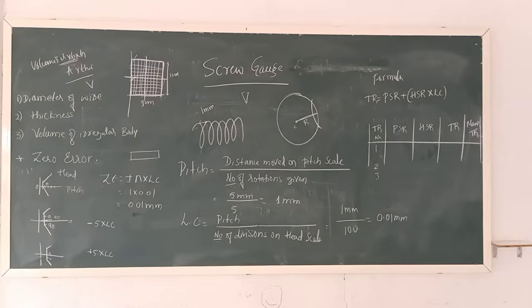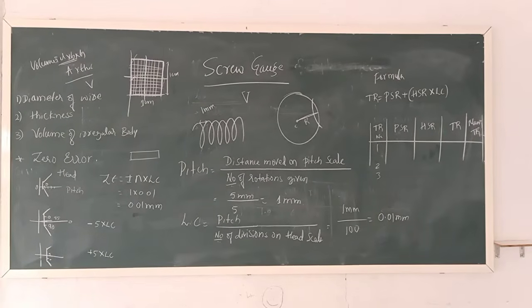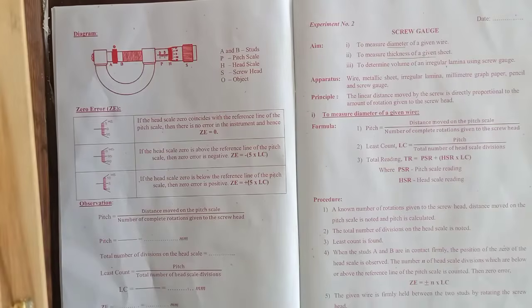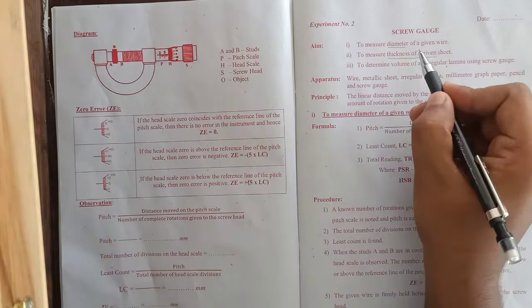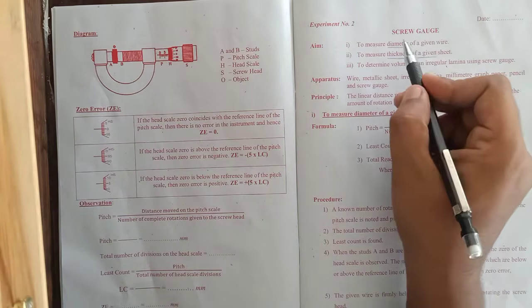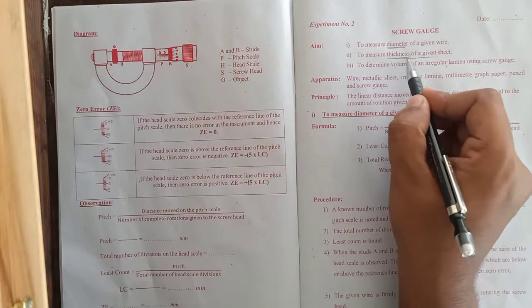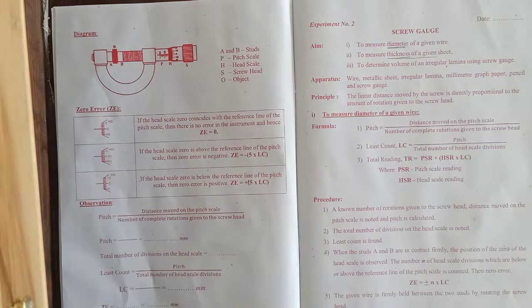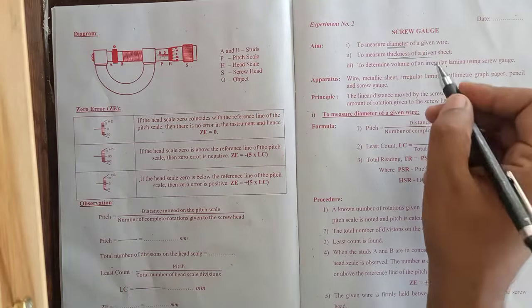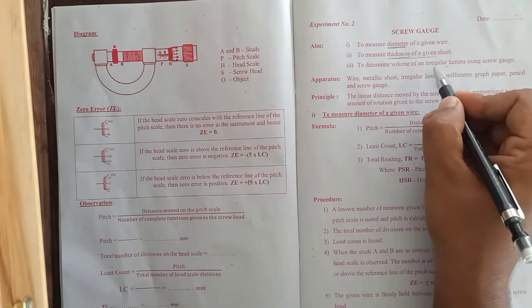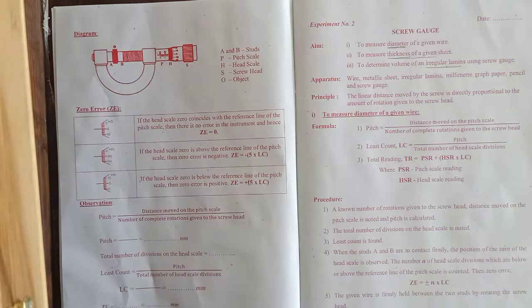Hi everyone, today we are performing the screw gauge, that is first PUC second experiment. This experiment has been divided into three types: to measure the diameter of the given wire, to measure the thickness of the given sheet. We will provide you one sheet, that is a glass sheet, and an irregular lamina, to measure using the screw gauge.